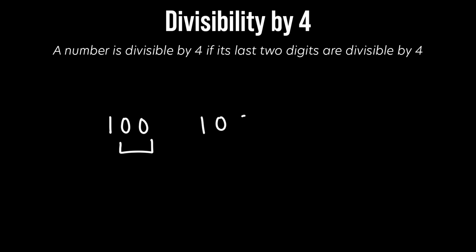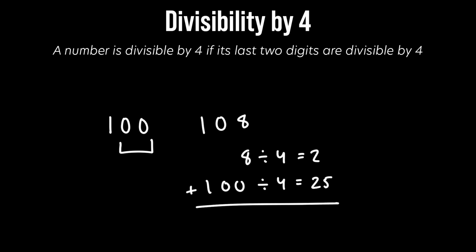But if you take 108, you know 8 is divisible by 4, and this is 2. And you also know 100 is divisible by 4, and this is 25. And so you can actually sum up 2 and 25 to get 27, and that's your answer. 108 divided by 4 is equal to 27.